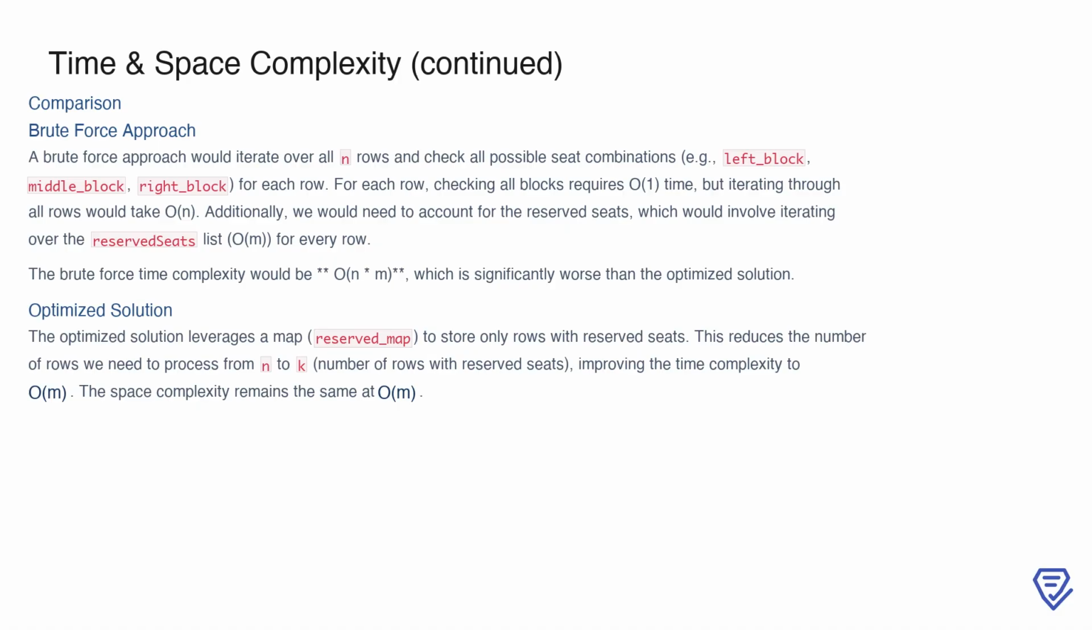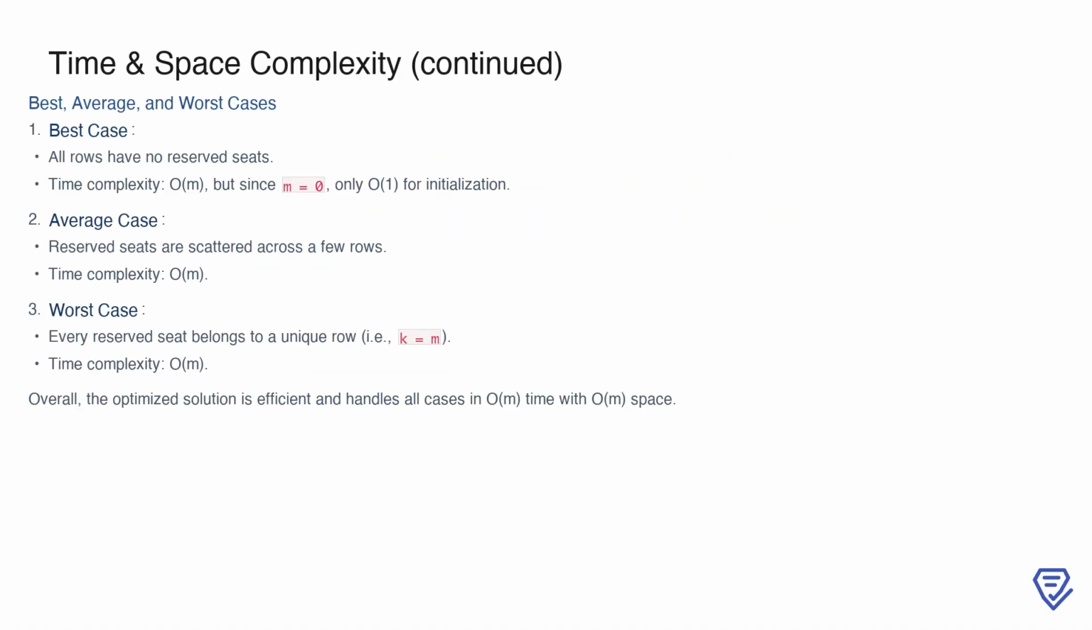In contrast, the optimized solution focuses only on rows with reserved seats, reducing the rows to process from n to k. By leveraging the reserved_map, it achieves a time complexity of O(m). The space complexity remains O(m) in both cases, but the optimized solution drastically improves the runtime, making it far more suitable for large-scale problems. To understand the solution's performance better, we can evaluate it in different scenarios.